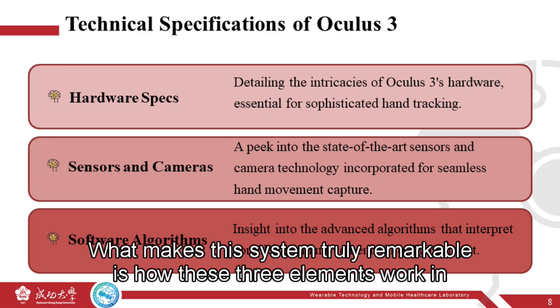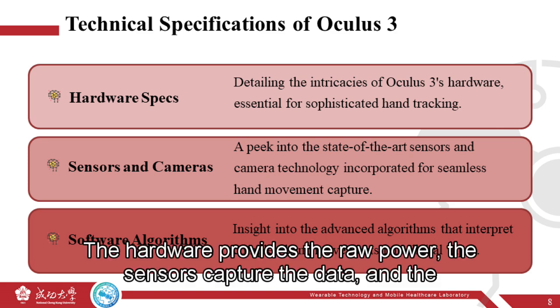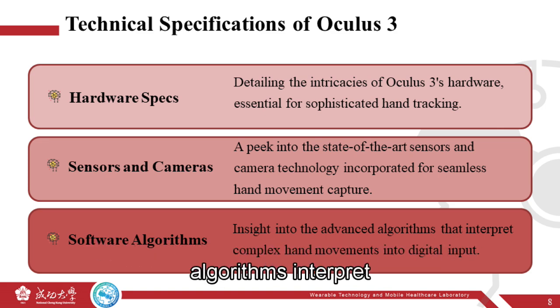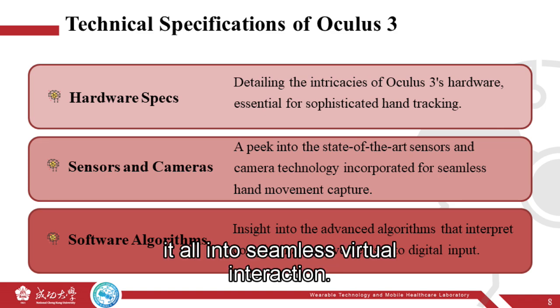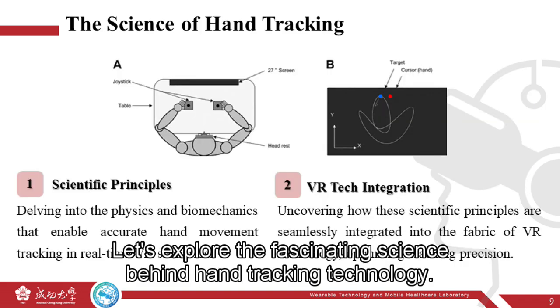What makes this system truly remarkable is how these three elements work in perfect synchronization. The hardware provides the raw power, the sensors capture the data, and the algorithms interpret it all into seamless virtual interaction. Let's explore the fascinating science behind hand tracking technology.